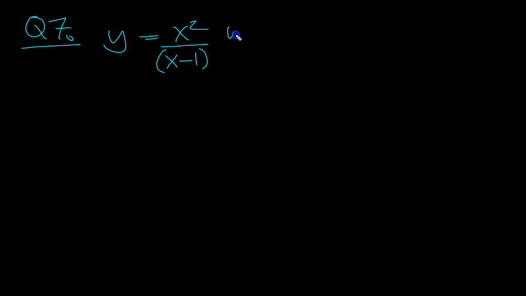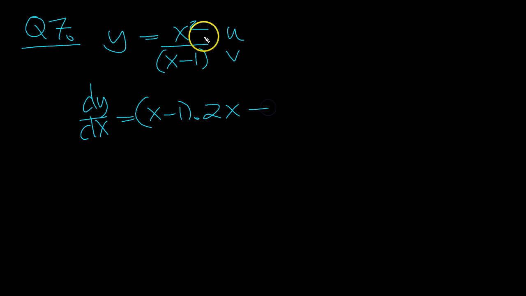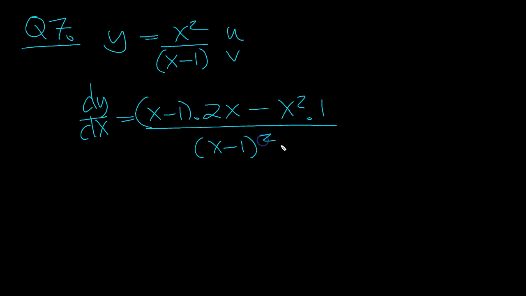Let's have a look at this one then. There's a quotient, so we use the quotient rule to get the derivative. V, more than one term, so we've got a bracket, times du, 2x, minus u, x squared, times dv, and that's just 1 and 0, so that's just 1, all over v squared, so that whole thing is squared.